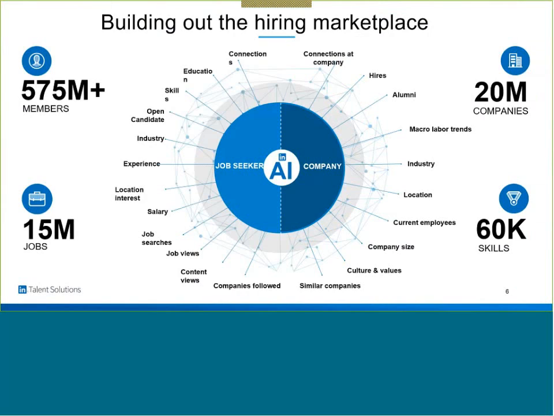20 million companies, 15 million jobs, 60,000 standardized skills, as well as, I suppose, the more micro level engagement. So from the job seeker's point of view, the experience, the location, the salary. From the company point of view, the connections, the hires, alumni, locations. By connecting those data points together, we're able to really just map the connections between those dots and really help to build out the hiring marketplace by linking up the job seekers and the companies to make that vision a reality.